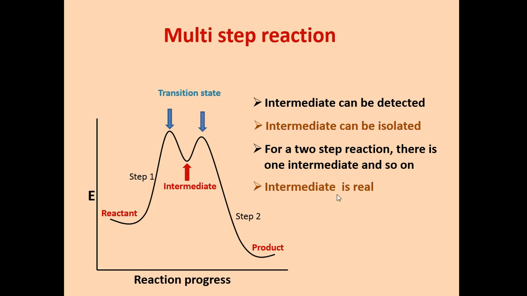The transition state is imaginary, whereas the intermediate is real because it can be isolated and characterized. It can be detected. The intermediate is real, whereas the transition state is imaginary.